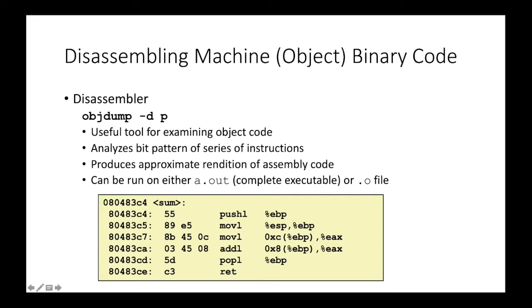Disassembling binary code to assembly code is also very straightforward, and Linux provides a native disassembler tool called objdump. This tool decodes any binary machine code to assembly code. It's fun to try.